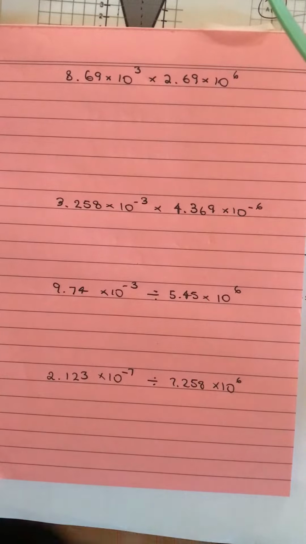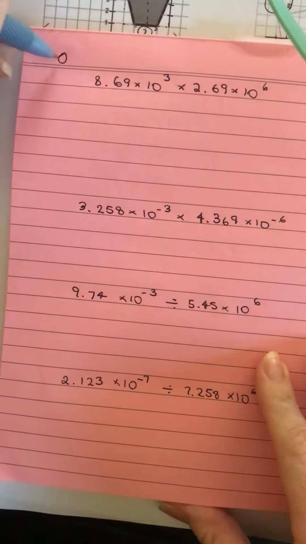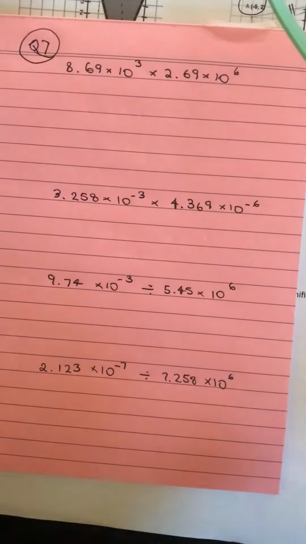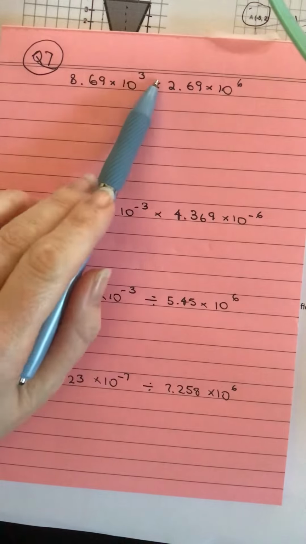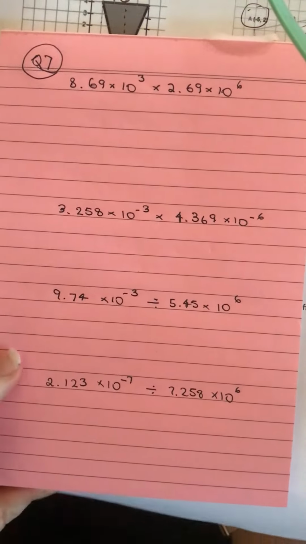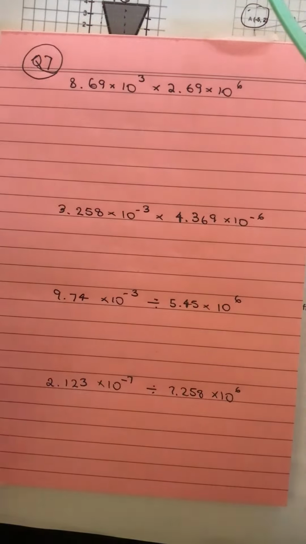We're now looking at question 7 from revision sheet number 1. If you want to look at the other parts of this, those videos will be linked in the comments below. So we've got 8.69 × 10^3 by 2.69 × 10^6. Now some people will want to go straight to their calculators and just type that in, but we're looking for you to show your understanding of scientific notation here.